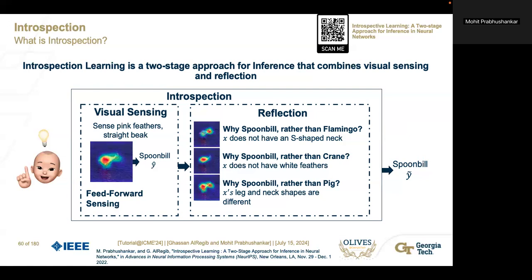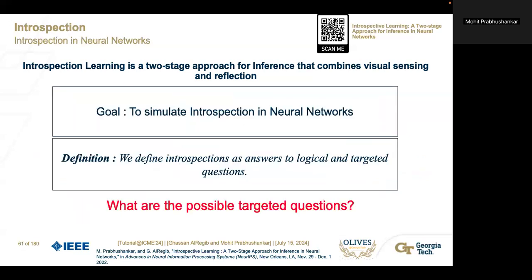So the goal for this particular case study for the next about 5-10 minutes, I would say, is to actually make this kind of an introspection within a network process. So in this particular case, our goal is to simulate this introspection in neural networks. And we define introspection as some answers to these logical questions, right? So now the question is, what is that question?